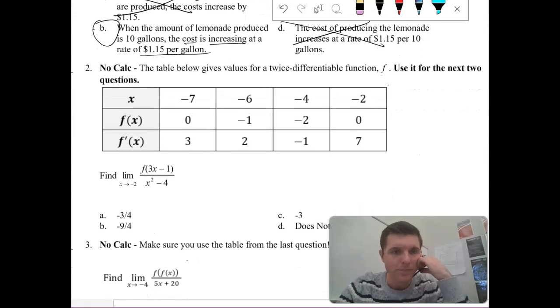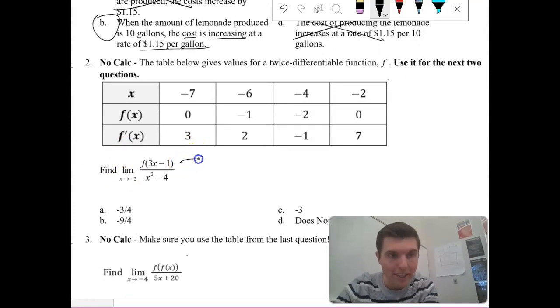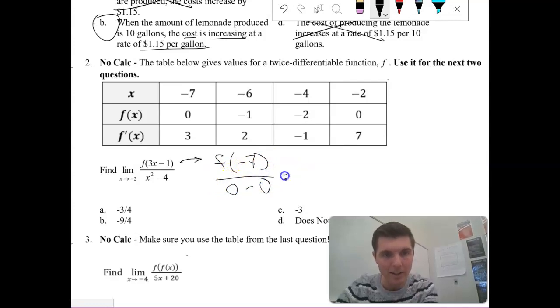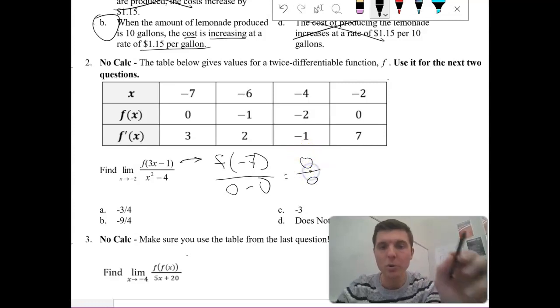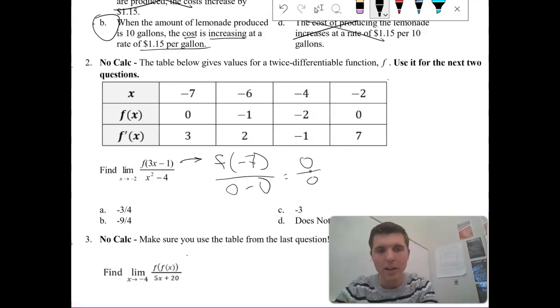Number 2, limit question based on this table. Beautiful. Step 1, every time you see a limit question, plug in the number. -6 minus 1 is -7. On the bottom, 0 minus 0. Okay, this is looking promising. F of -7, 0 over 0. Cool, L'Hopital's rule. You don't have to prove it nicely because it's a multiple choice question. We just have to say, oh, okay, yeah, that's L'Hopital's rule.